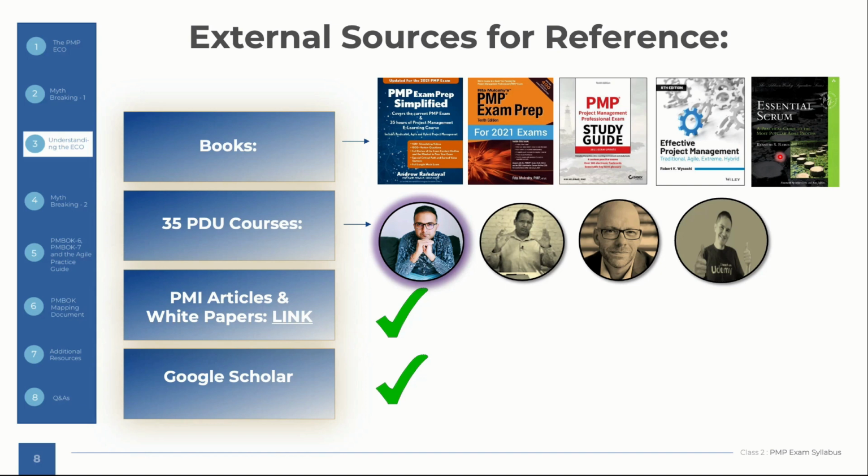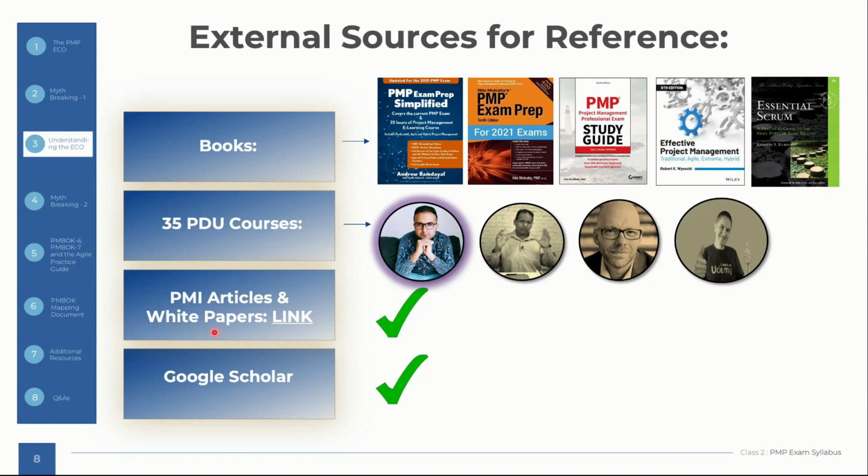Okay, now it will be a good idea to purchase at least one of these books on top of this course so that you have something as a cross-reference when you are going through this entire course. Now coming to the 35 PDU courses, these are also classified as external resources. You are going through my course, and there are some other instructors available on Udemy as well who provide 35 PDUs. If you go through these courses, you will be able to cover a lot of the external material which the PMP ECO takes reference from.